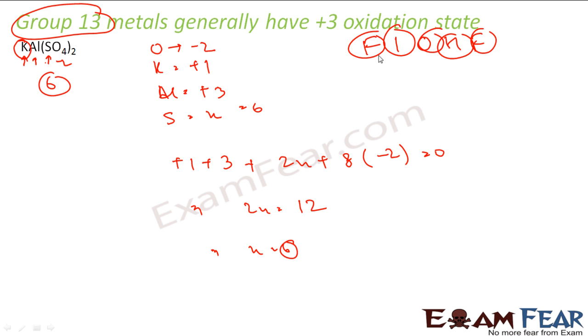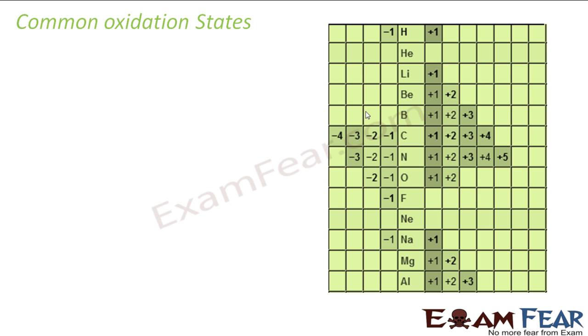Correct? So we have to always apply in the order. If you are not able to get the value from this, then you have to apply group 1 first, then group 2, then group 13, in that order. So let's take the common oxidation states chart.